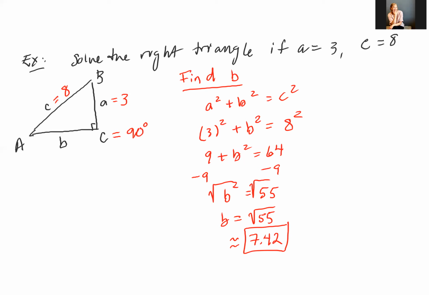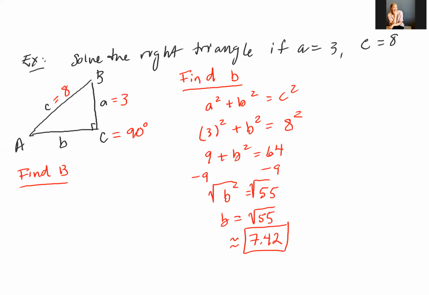So there, we found side B. Let's find the angles. I'm missing 2 angles. I'm missing angle B and I'm missing angle A. I am looking for angles. Therefore, I'm going to use the inverse trigonometric functions. If I want to find B, side B, or angle B, let's find angle B.